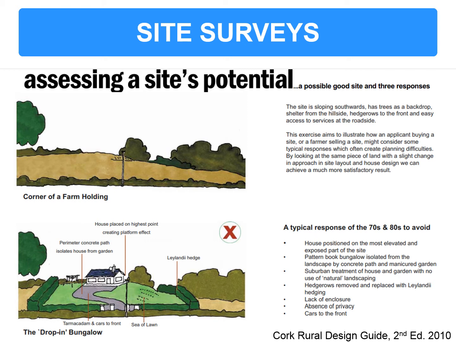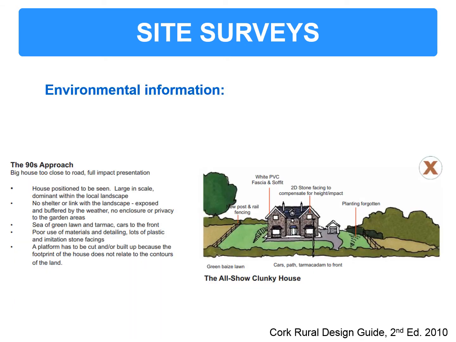It's common enough that perhaps many of us grew up with it, but we can certainly learn that there are better ways to place a house on a site. The 90s and 2000s approach, I would say, is where it's showing off. The bigger the better. The house is very dominant on the landscape. There's no link with the landscape at all.